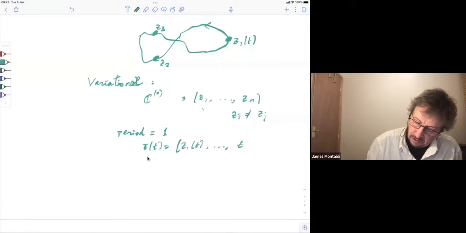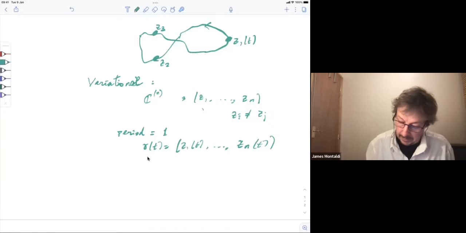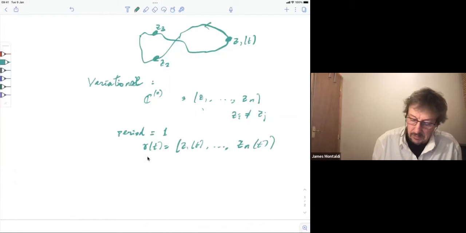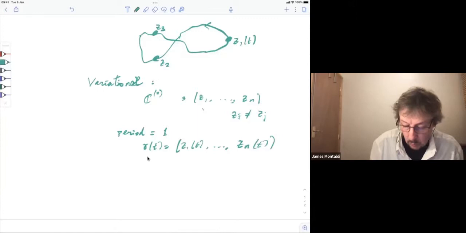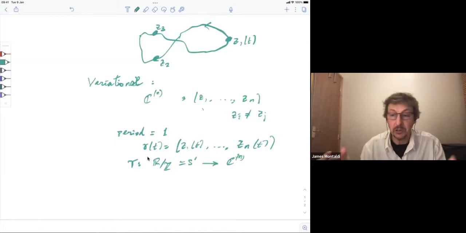So at each point t, there's some configuration like this one. And if you think of the loop space, so think of all continuous maps. So t is, period is 1. So we think of it as a map gamma from R mod Z, S1, into this space of configurations. So it's loop space, which all of you are familiar with, I'm sure, more than I am.